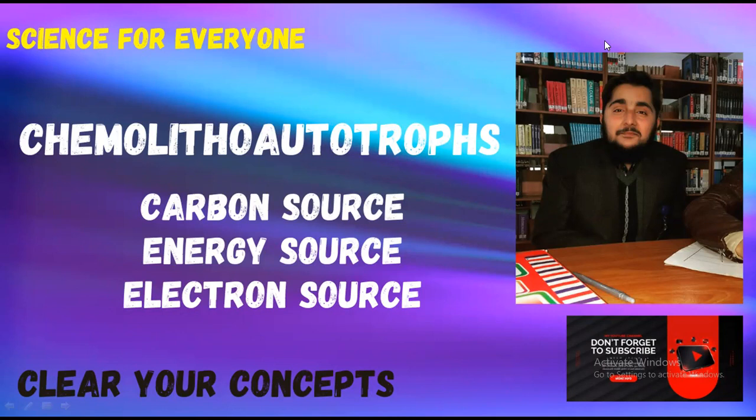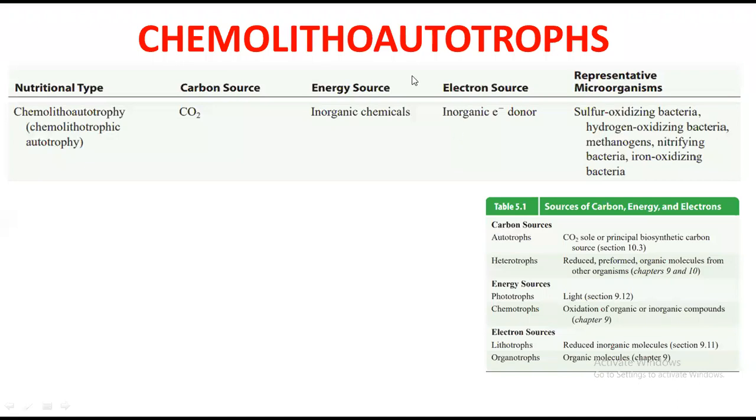And in this fourth part of this video, I will discuss what is the carbon source, the energy source, and the electron source of the chemolithotrophs. And I will clear all your concepts, and I will give you examples of what is the carbon source, what is the energy source, and what is the electron source. Because most of the students are confused in these sources, that what basically are these sources, with examples. Okay, so let's start with the video.